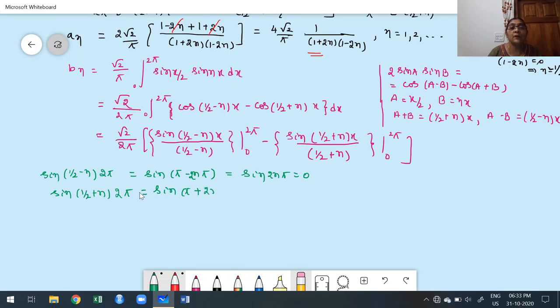Similarly, sine of plus n into 2 pi is nothing but sine of pi plus theta, where theta is 2n pi. Take 2n pi inside, the 2 cancels. Sine of pi plus theta is minus sine theta. But what is sine of 2n pi? 0. And sine 0 is also 0.